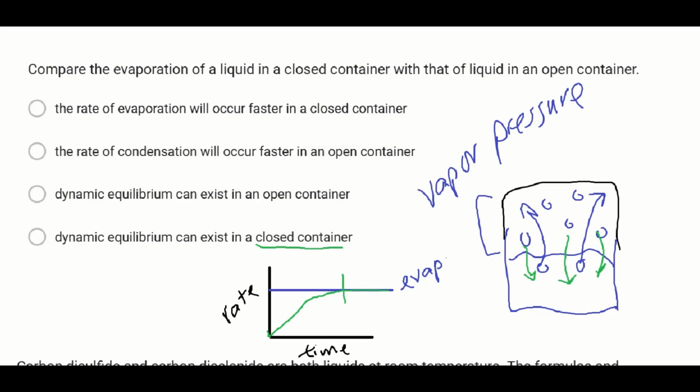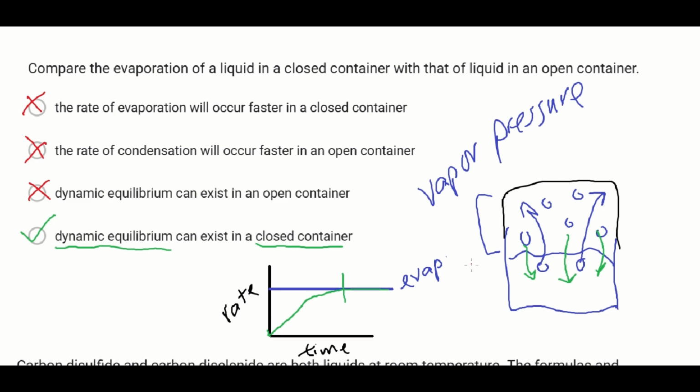So in a closed container, dynamic equilibrium can exist. It can't exist in an open container, because the evaporated particles are constantly leaving. We just explained why that choice is wrong. And the first choice is wrong because evaporation is going to happen at the same rate. That's just dependent on the temperature and the intermolecular forces of the substance.